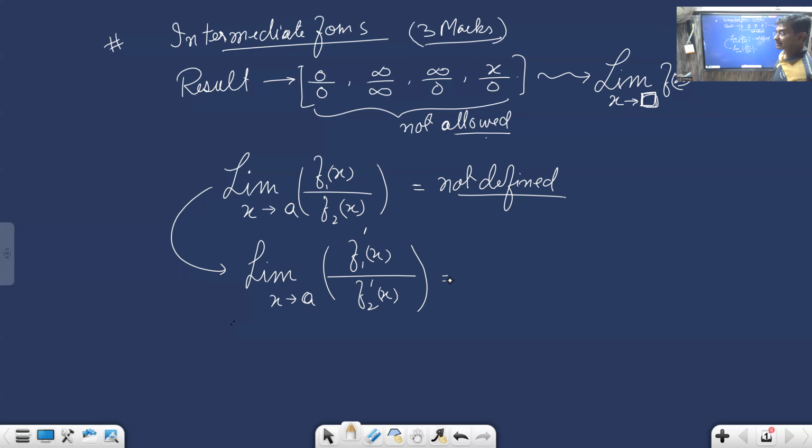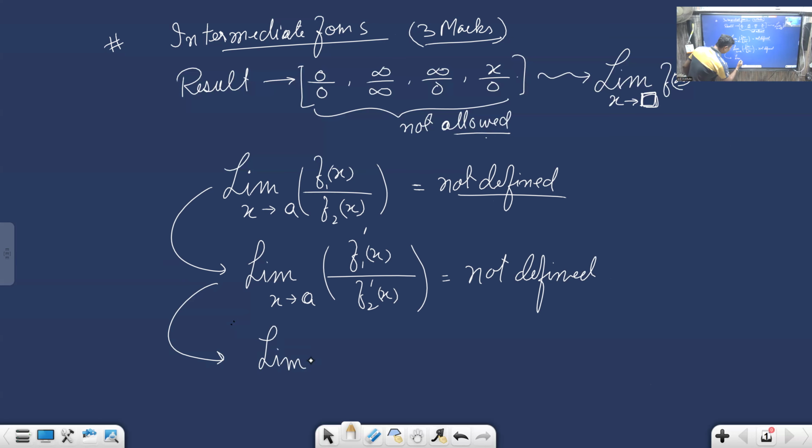And suppose the result doesn't come. Again, you may get what? Not defined. So in this way, next step, limit. So you keep on differentiating until and unless you get a defined result. Okay. So this is a single derivative. Now you differentiate again f1 and f2. So now this is a double derivative. Put x is equal to a, and check the result.